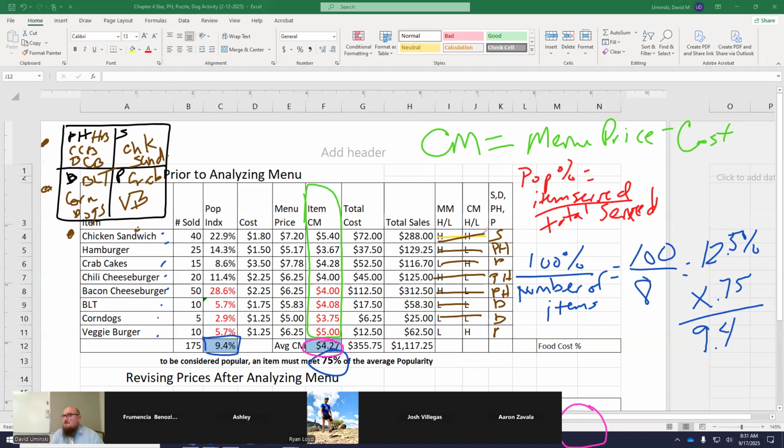Those crab cakes and the veggie burgers, this is great. They're making us a lot of money. They're making us more than the average contribution margin, but they're not super popular, right? But our vegetarian burger is our only vegetarian option. So if we get rid of that, then we have no veggie options. Okay. Questions, comments, concerns about this?